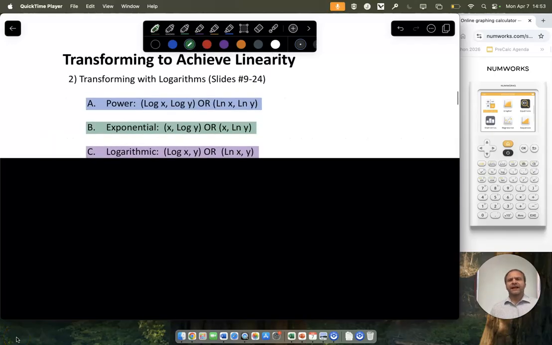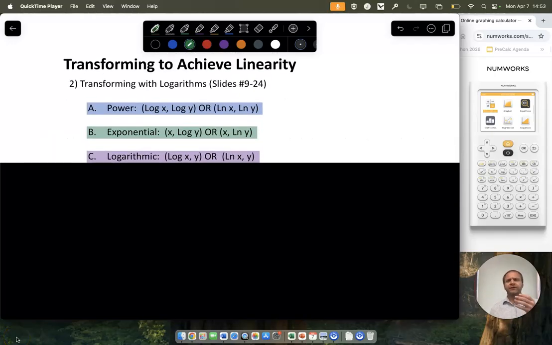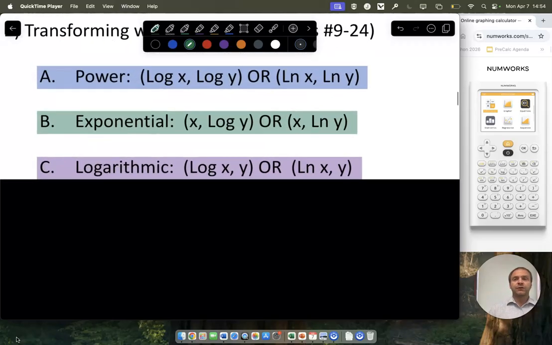So in this next part, we're looking at how to transform to achieve linearity, and I'm showing you the 3 scenarios. We have power, exponential, and logarithmic, and I'm giving you the coordinates of these. Log x comma log y, or of course natural log x comma natural log y. That would be a power function. An exponential function would be x comma log y or x comma natural log y. And a logarithmic would be when you are dealing with y equals log of x. So log of x is the x value, the input, the observed value, the explanatory response, and then y is going to be what we're looking at for the predicted.